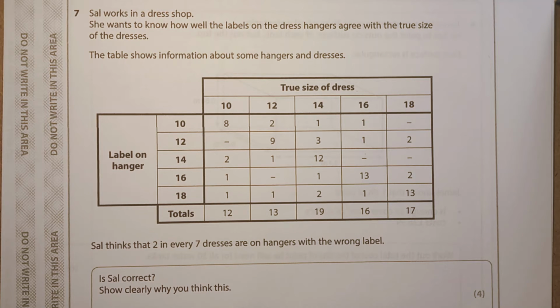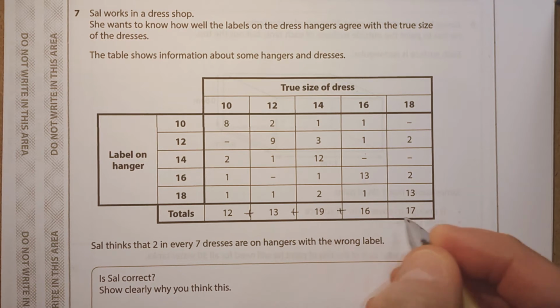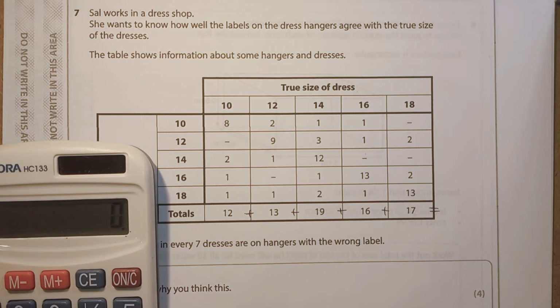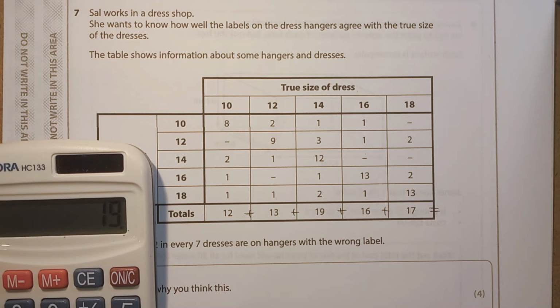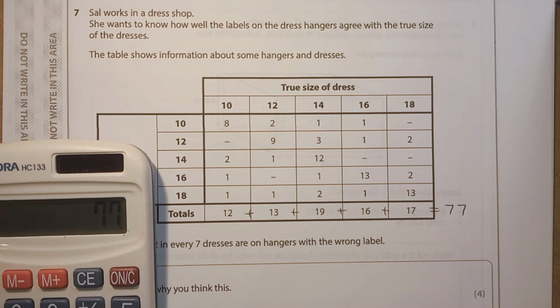Is Sal correct? Okay, well, what's going to be helpful is let's see how many dresses we've got in total. So we can use these totals down here. Let's see if we add these all up, it'll tell us how many we've got. So we've got 12 plus 13 plus 19 plus 16 plus 17. So we've got 77 dresses in total.